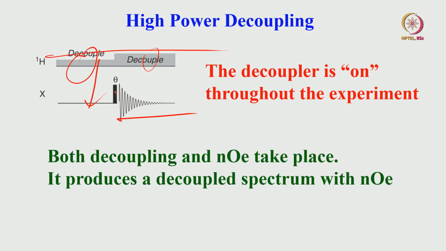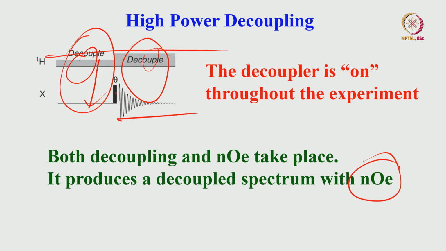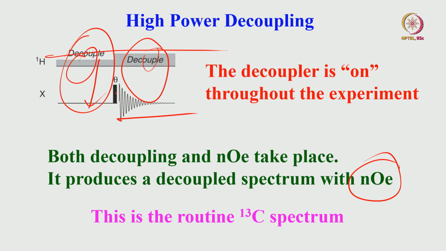This is an experiment called high power decoupling. Here both decoupling and NOE are going on simultaneously. Then what are you going to get here? You are going to get a decoupled spectrum, with carbon-proton coupling completely removed, plus the signal intensity will be enhanced because of NOE. This is a decoupled spectrum with NOE. And this is the routine carbon 13 NMR all of you will be doing.